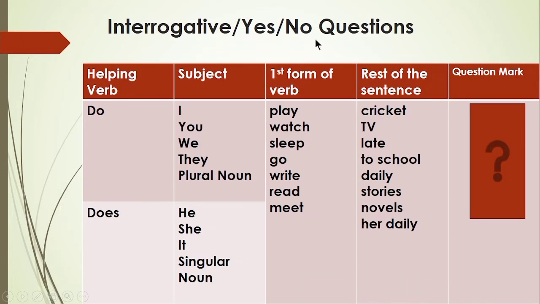Interrogative or yes no questions, how to make them. Bring do or does, the helping verbs, to the start of the sentence, then the subject. With do we have plural subjects and with does we have singular subjects, then the first form of the verb, then the rest of the sentence, and finally we have a question mark.